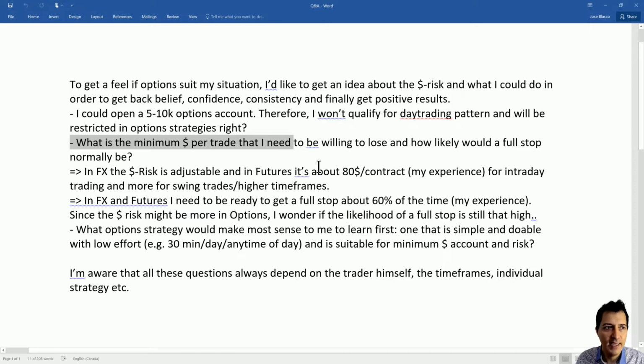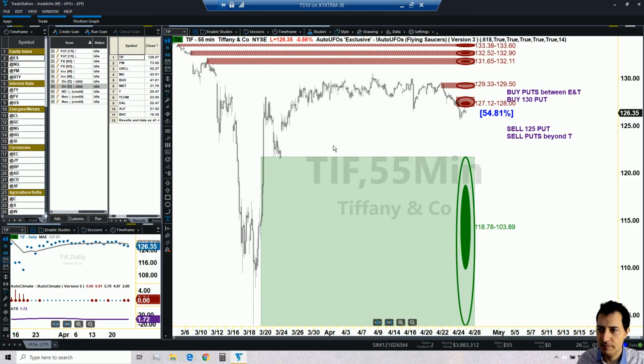If I move into TradeStation and look at a stock like Tiffany's, which is trading at $126 per share, I can load the option chain.